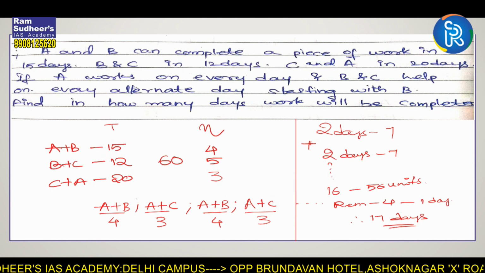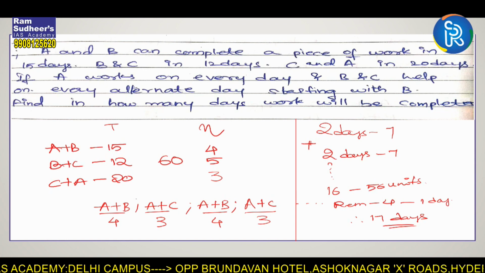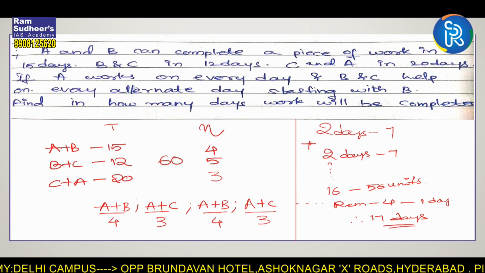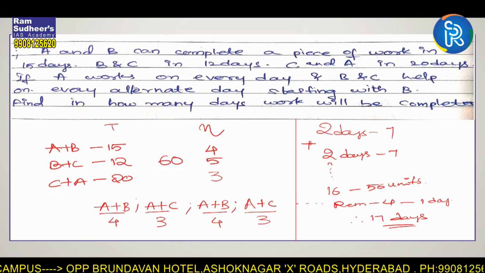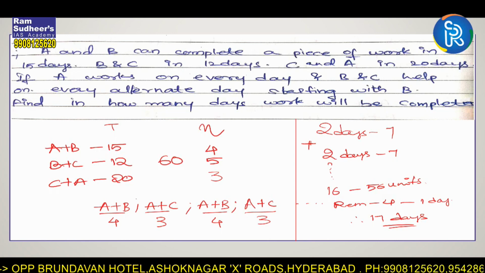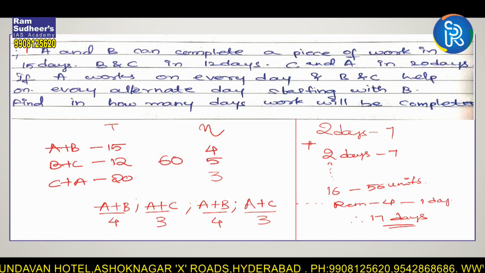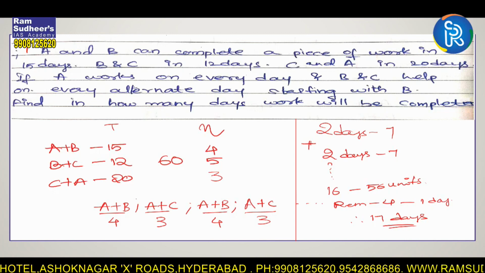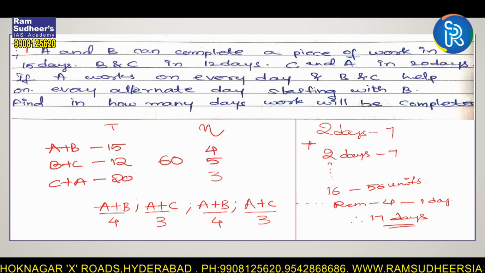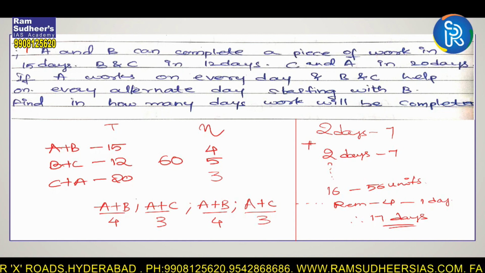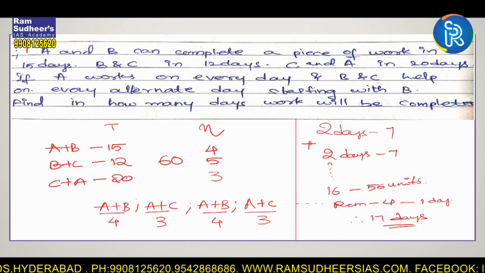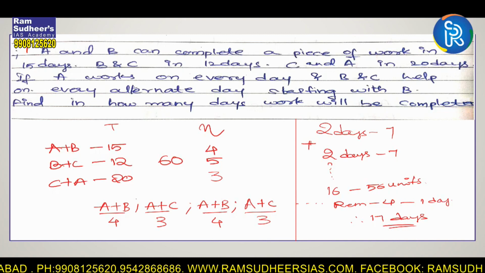We'll solve somewhat complex questions in this video, as students have asked me to solve more complex problems than in the previous video. So we'll move ahead. Question number 1. A and B can complete a piece of work in 15 days, B and C in 12 days, and C and A in 20 days. If A works on every day and B and C help on every alternate day starting with B, find in how many days the work will be completed.